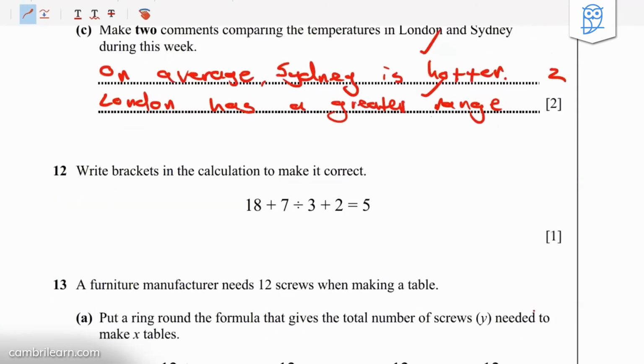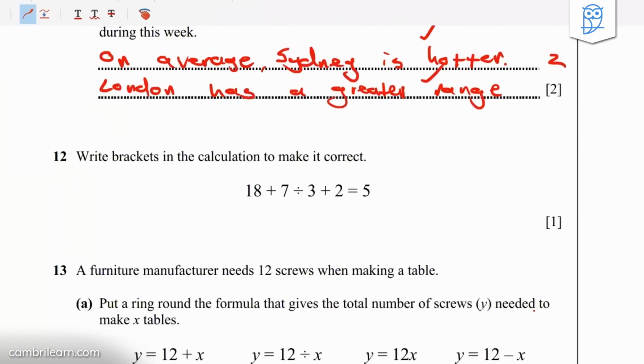Next question. Write brackets in the calculation to make it correct. This one is very simple. We just have to look at our order of operations and what we have to do for this to make sense. We can immediately see that we can't just leave it as is, because 7 divided by 3 is going to give us a weird answer.